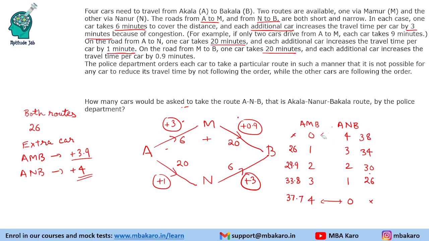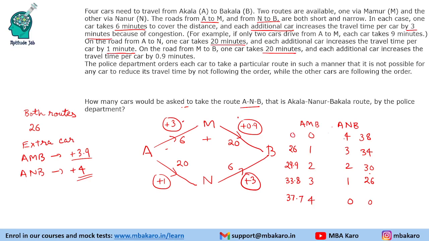Now the question says that some cars have to travel on AMB and the police department has to give this order to some cars to travel in the route ANB, so that if cars break the rule, they do not have the incentive to reduce the time. Okay. Now suppose, as I said, that these are obviously the extreme options.